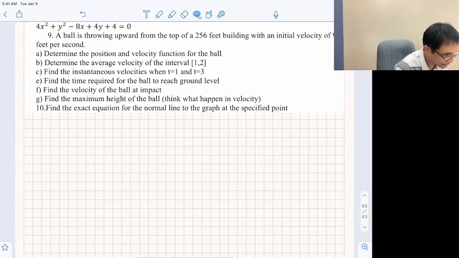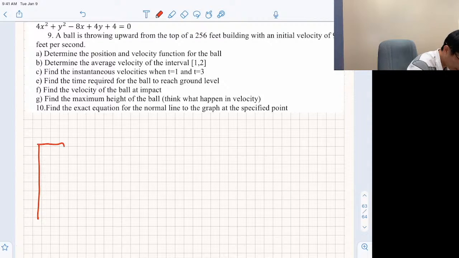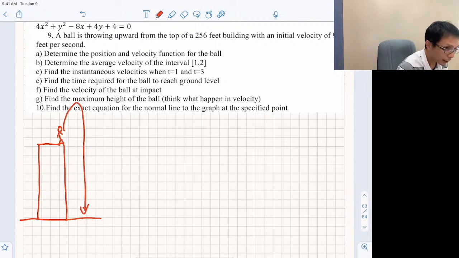A ball is thrown upwards, so I'm going to draw a picture. This is a picture of me, and this is me throwing the ball upward and coming back down, right? And the speed I'm drawing is 96 feet per second. I don't know how fast that is in miles per hour, so somebody can look it up for me. I think that was a medium throw. That's not even a hard throw. I think I can reach 96 feet per second.